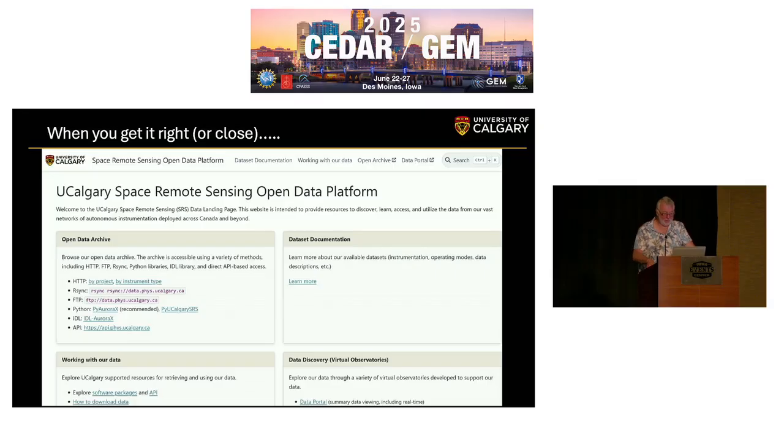And I invite people to go and look at our University of Calgary Space Remote Sensing Open Data Platform, that's Emma's and my research team's open data platform. On there you'll find things that point you into our data archive, documentation about our data sets, and working with our data, which really is looking at the crib sheets and other tools that enable one to start using our Python codes or our IDL codes and our API.